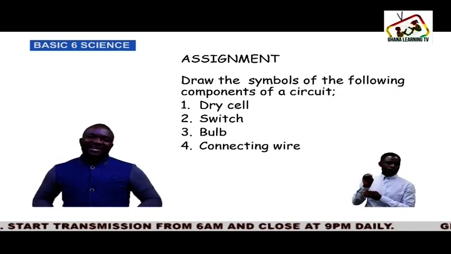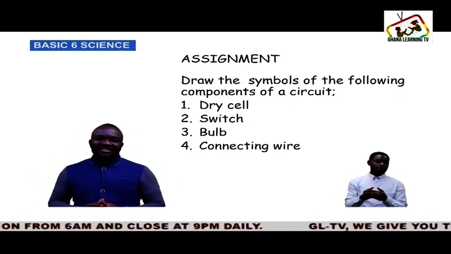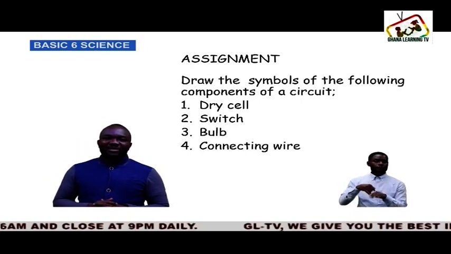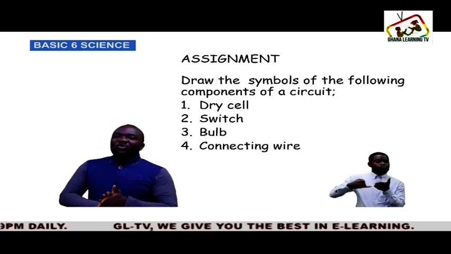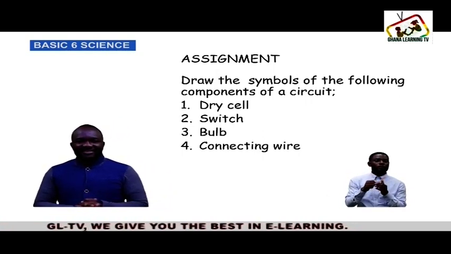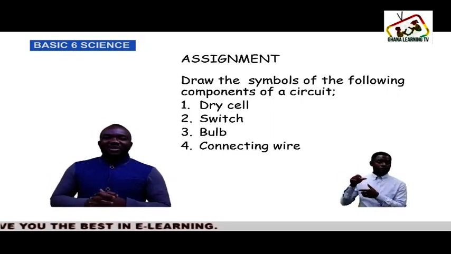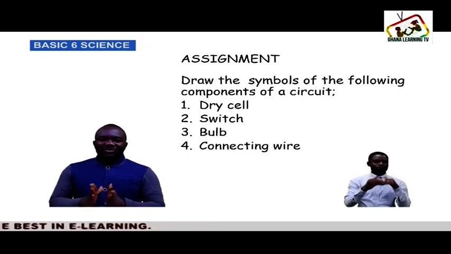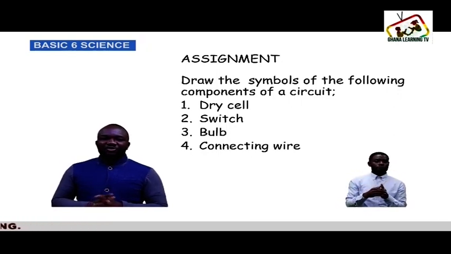Now I have some assignment for you. Take your exercise book and your pen and write this assignment for me. Draw the symbols of the following components of a circuit. 1, we have the dry cell, we have the switch, we have the bulb, and we have the connecting wire. So do this for me.